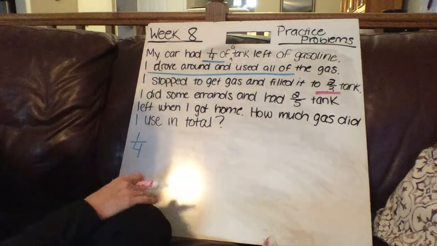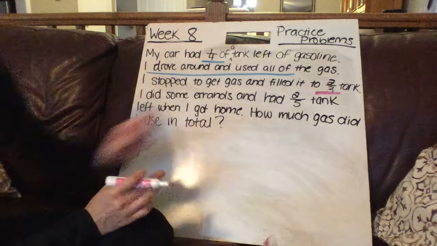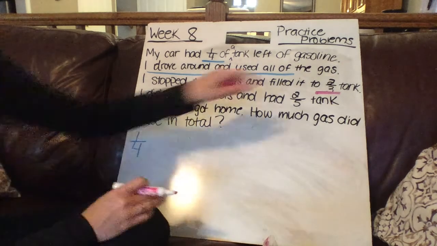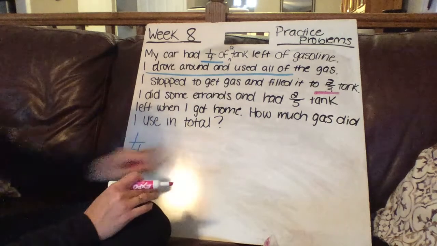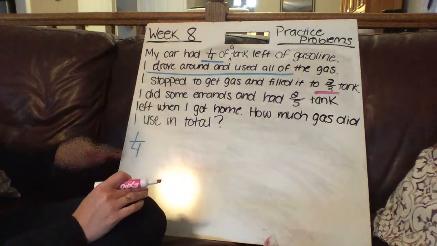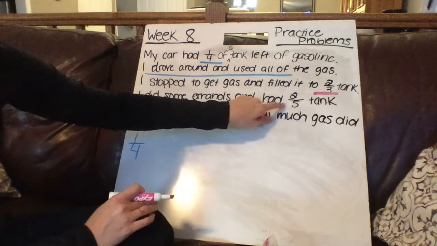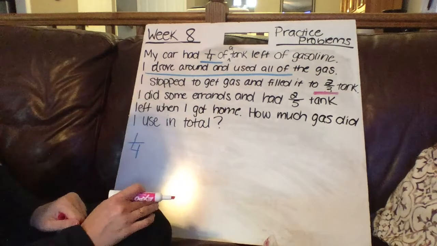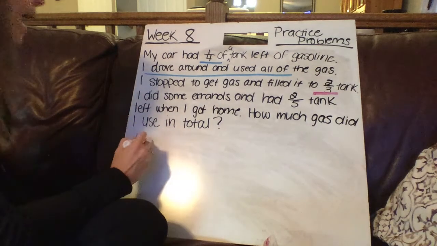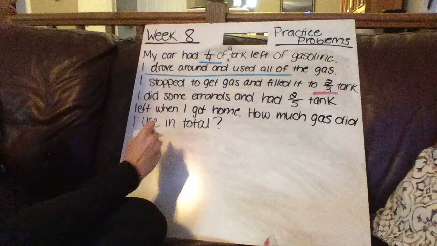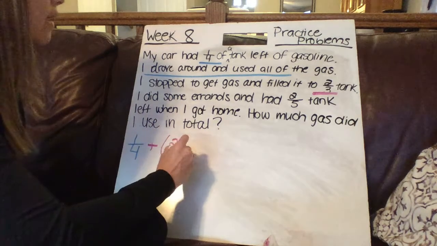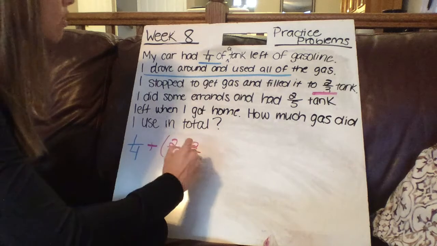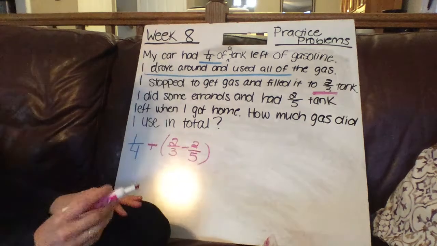And I did some errands, and then when I got home, I realized I had 2/5 of a tank left. So I need to figure out how much I used while I was doing those errands so that I can add it to what I know I already used. I know I used 1/4, right? And then I know I filled it to 2/3, and when I came home, I had 2/5. So I need to figure out how much I used here so that I can add it with my 1/4. So what I actually have to do first is I have to take 2/3, because that's what I started with, and then I know I had 2/5 left. So I'm going to subtract to find out how much I used.